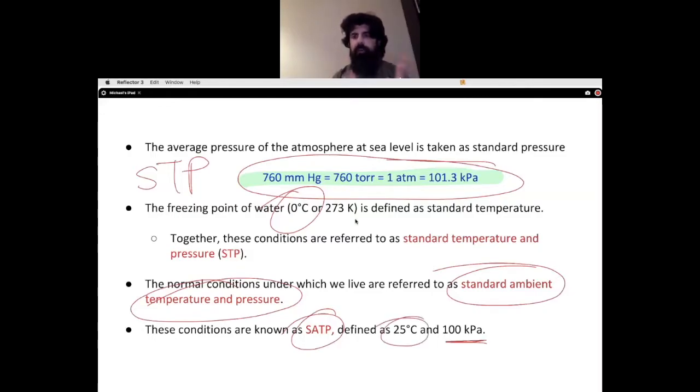So be aware that sometimes I might not give you the values, but I might use the letters STP or SATP when in fact I am asking you to use one of these for your pressure unit. I'm asking you to use this for, let's say, one of your temperature units. Or I might ask you at SATP where one of the temperature units will be that one and your pressure being that one. So that's why it's important.